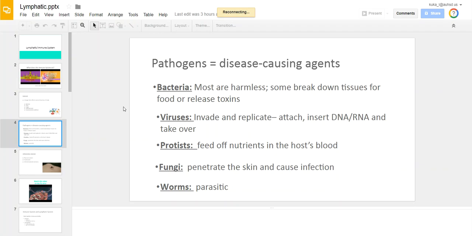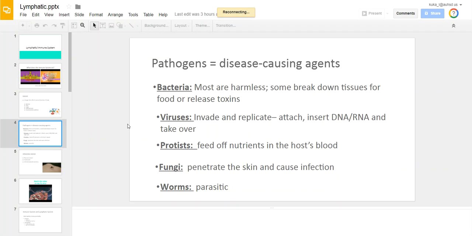A protist or a protista, those are little single-celled creatures. They can actually be quite pretty, but they will feed off the nutrients in your blood. So malaria is caused by a protist.